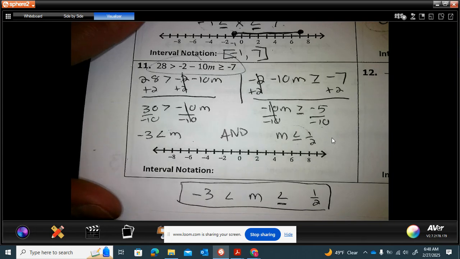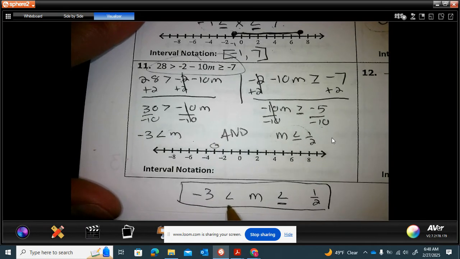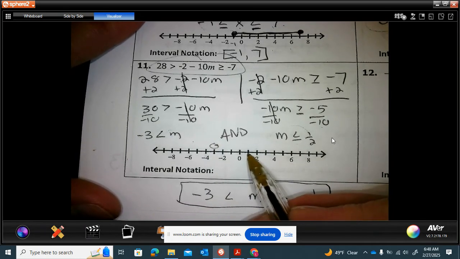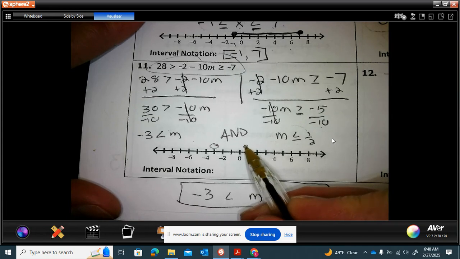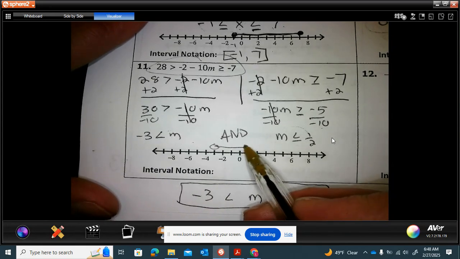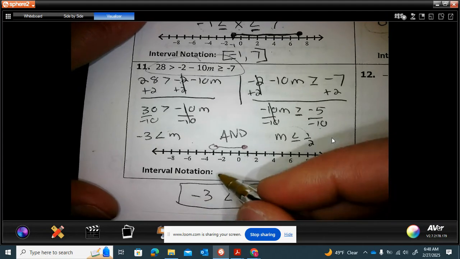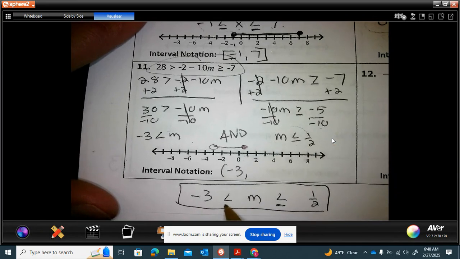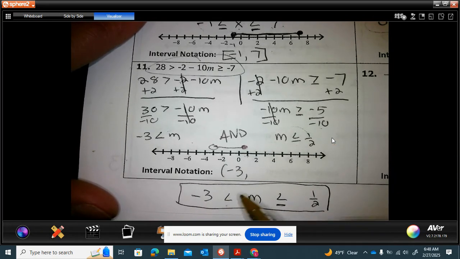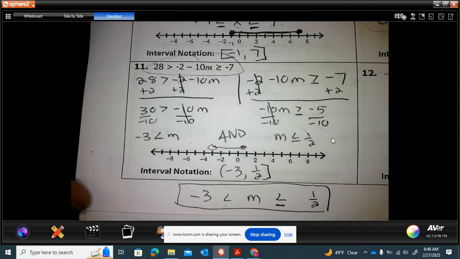Then I go and graph it. At negative 3, which would be right in between negative 4 and negative 2, I have an open circle because there's no line underneath. Then 1/2, here's 1, so 1/2 would be here. It's a closed circle. I'm shading in between those two. So not quite at 1, in between 0 and 1. So my interval notation is just simply negative 3 with a parenthesis because it's an open circle, or it's a less than, to 1/2, but the 1/2 needs a bracket. And that is how you solve a compound inequality, specifically the and type.